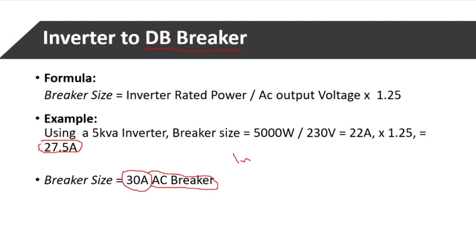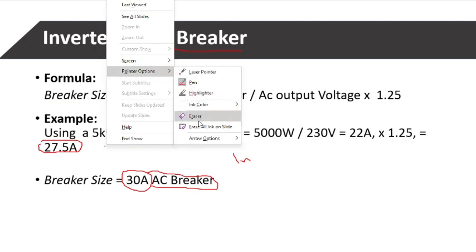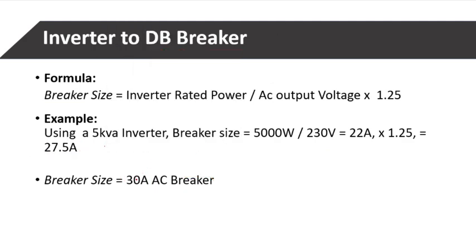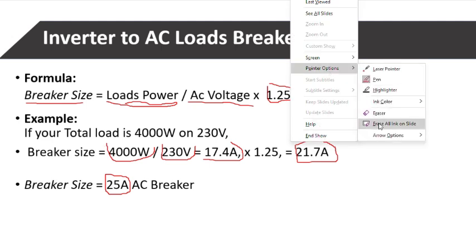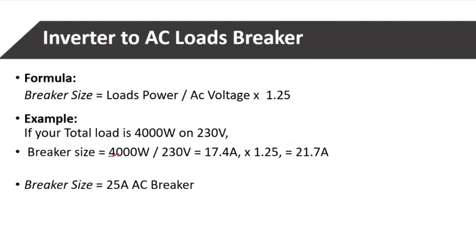Now, one of the mistakes people make is oversizing their breakers. Let's look at this example. Let me clear this drawing. For instance, this 4,000 watt load at 230 volts can draw a current of 21.7 amps. Let me just say it can draw a current of 25 amps.